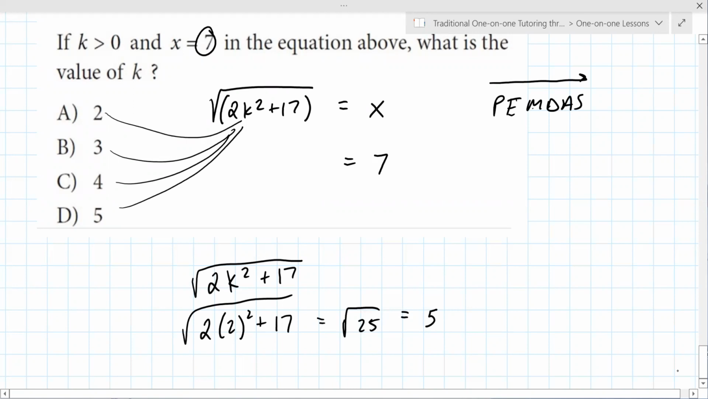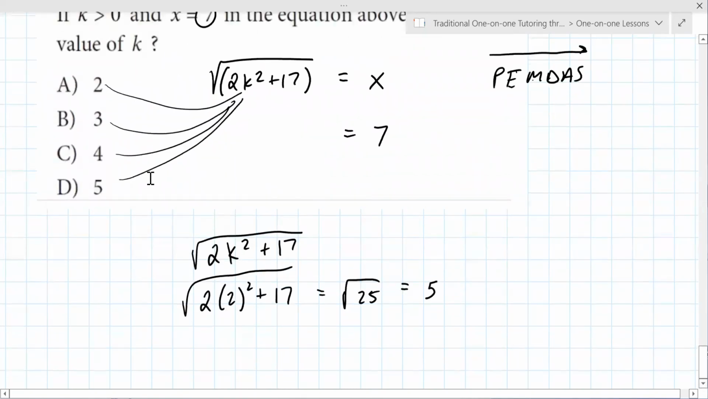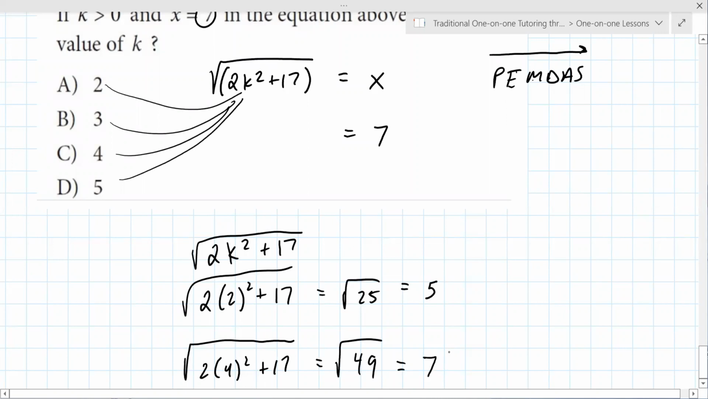So let's try C. Because if C is too big, then it must be B. There you go. Okay, so this is called the AC approach or BD approach. So it's 2 times 4 squared plus 17. What is 4 squared? 16. 2 times 16 is 32 plus 17 is 49. What's the square root of 49? 7. Is that your answer? Good. Let's say x was 6, we would be like, oh, it must be the one in the middle.